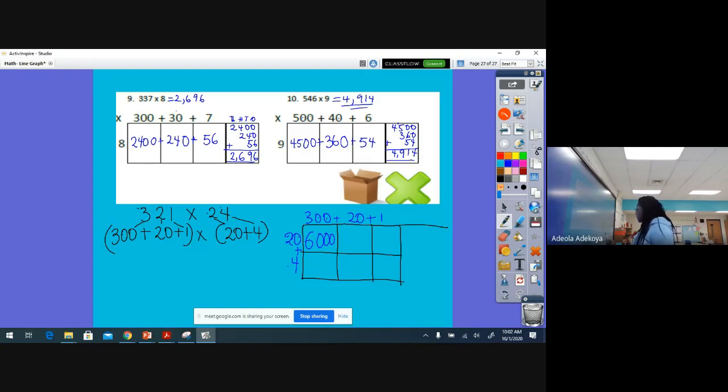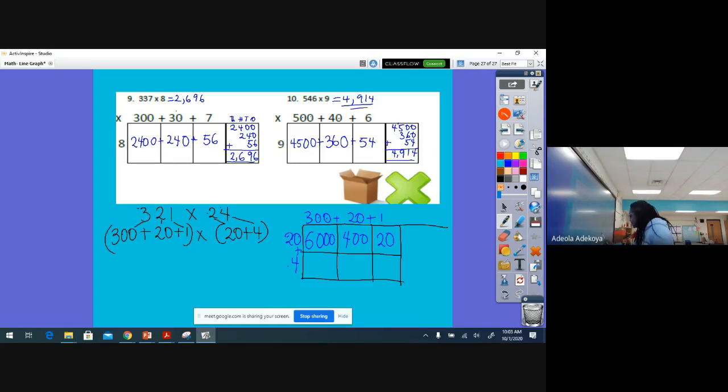20 times 20, I've got 2 zeros in here, so it means I'm going to end up with 2 zeros. My 2 times 2 will give me 4. And then 20 times 1, any number times 1 is itself, 20. And that would be the identity property of multiplication.